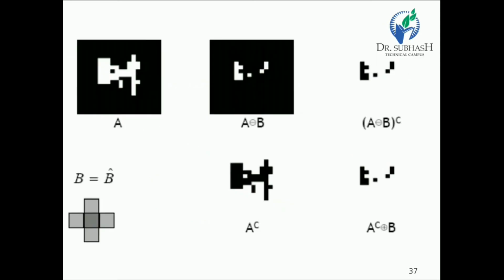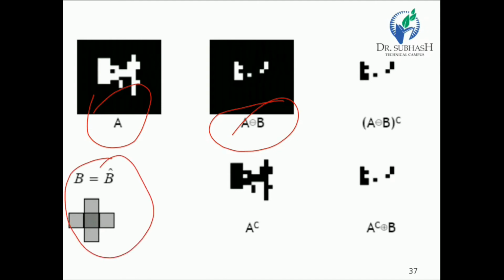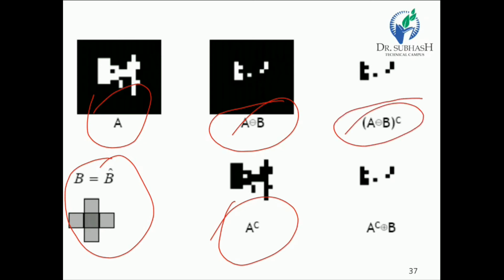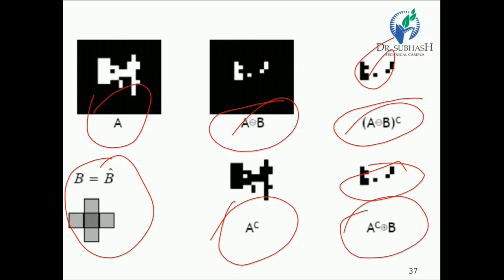We can represent this duality by using a different image. This is the set A, this is A eroded by B, and we find the reflection of B, and this one is the complement of A. So A eroded by B, and we find the complement of this image, and then A complement dilated with B.